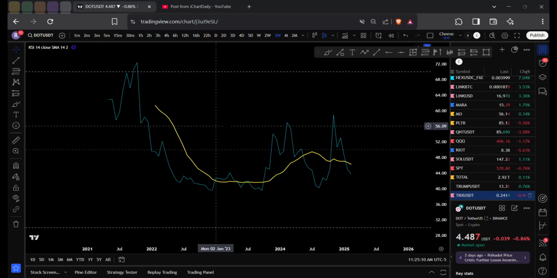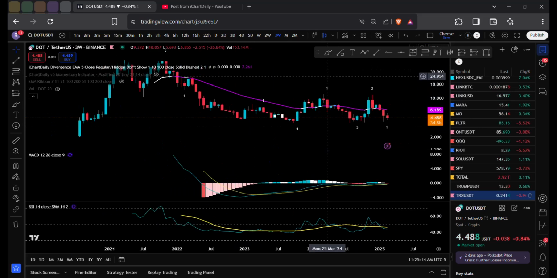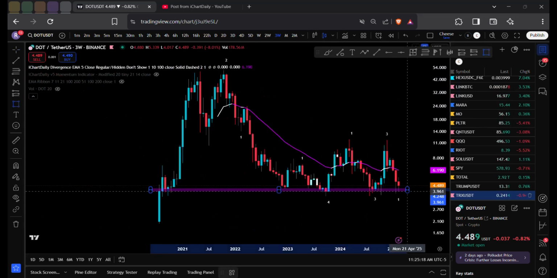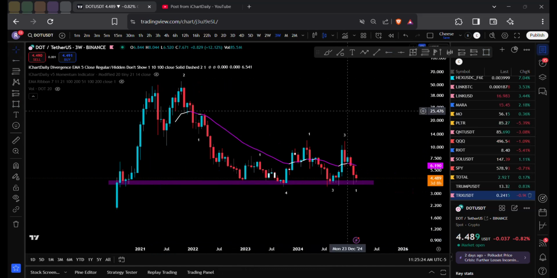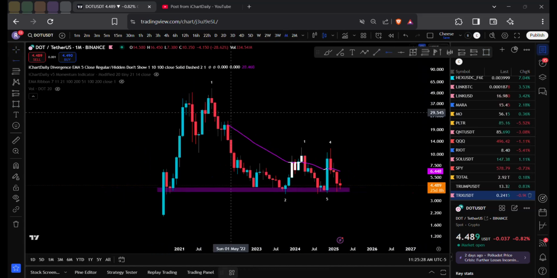Yeah, 63 to 65. So with that being said, now we're looking here. You can clearly see this was support in the past. I think I did do this one recently. We're making the lower highs, lower lows.